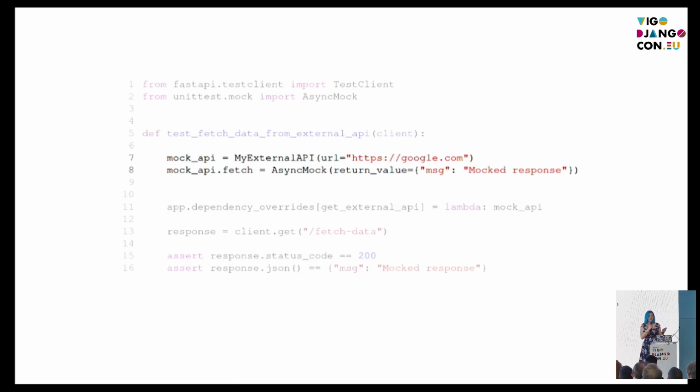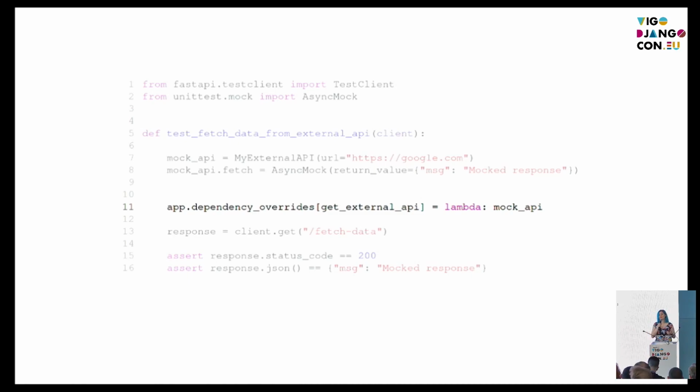So here's an example of how our test might look. First, we create an async mock object that has a return value. And if we want to swap our dependencies and use the async mock instead of the production service, we can call dependency overrides. And then we proceed to test it as usual. So basically, in just one line, we manage to swap our service with another.